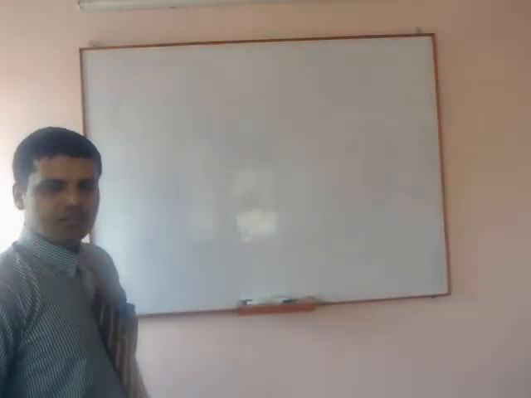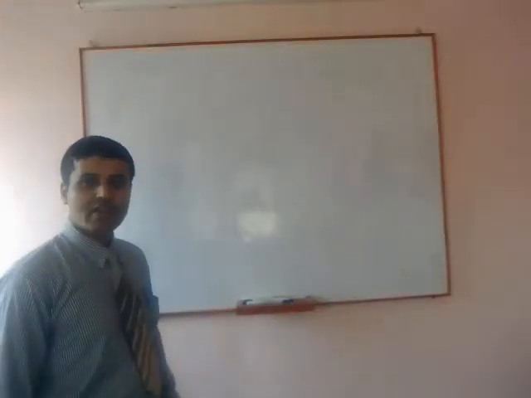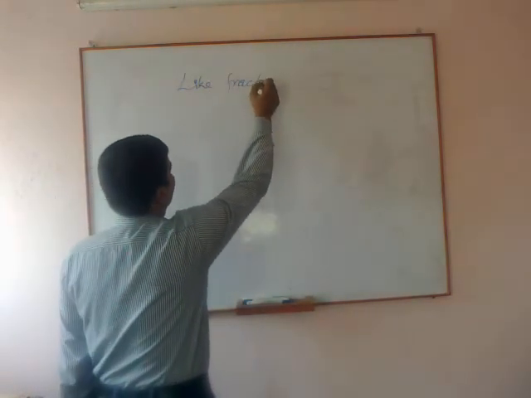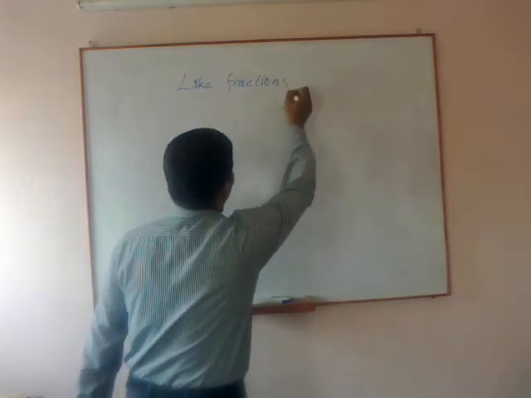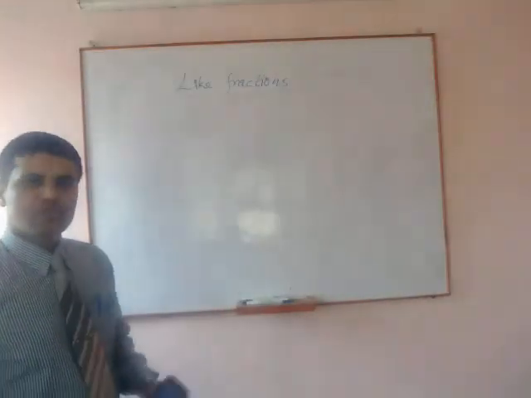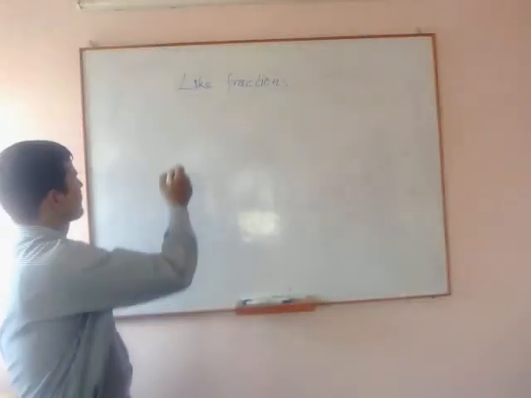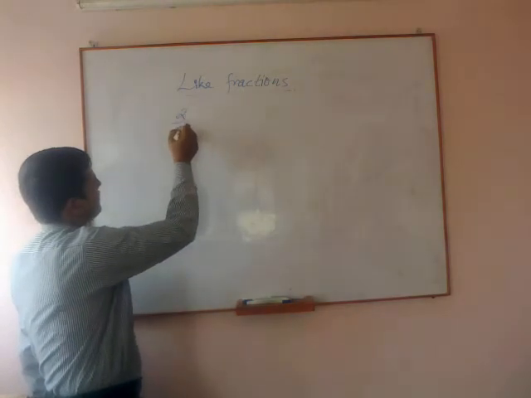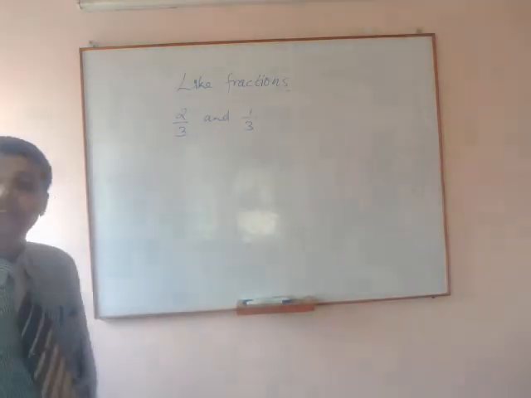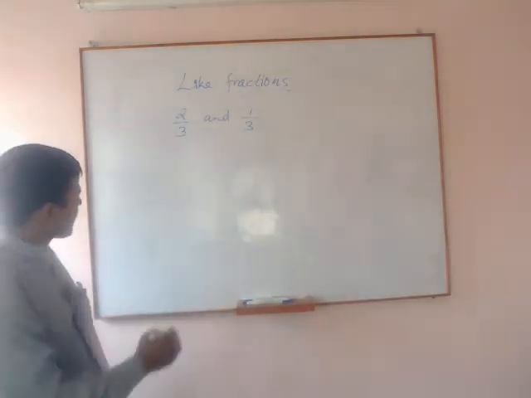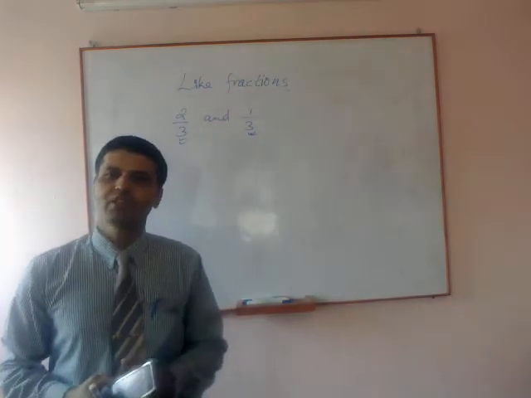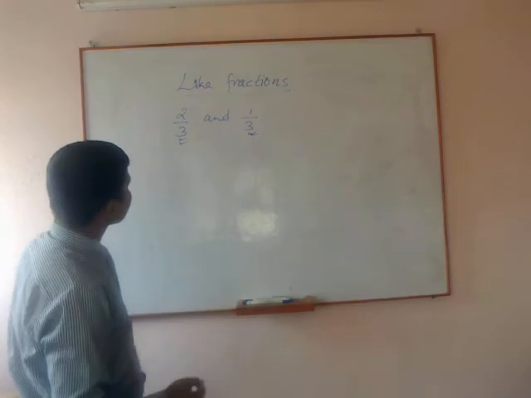Now let's look at like fractions. Like fractions have the common denominator. For example, 2 over 3 and 1 over 3. These fractions are like because the denominators are the same. If the fractions have the same denominator, they are called like fractions.